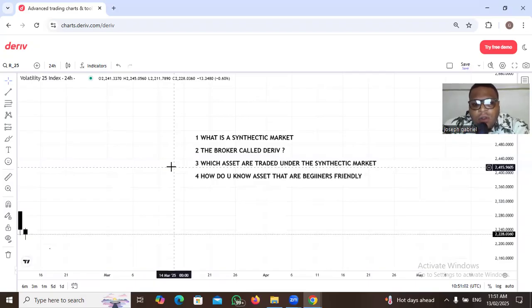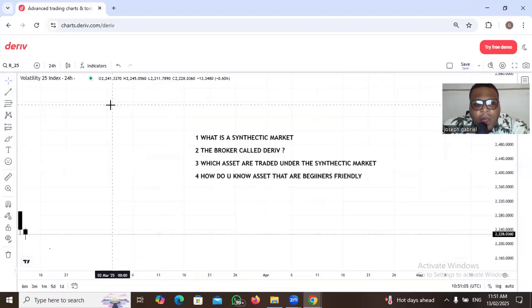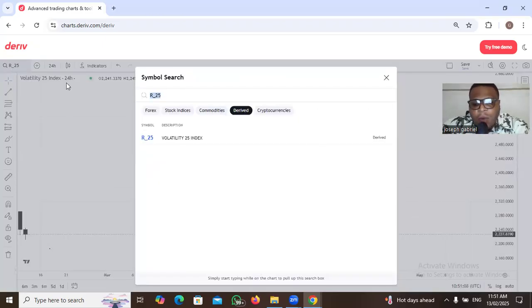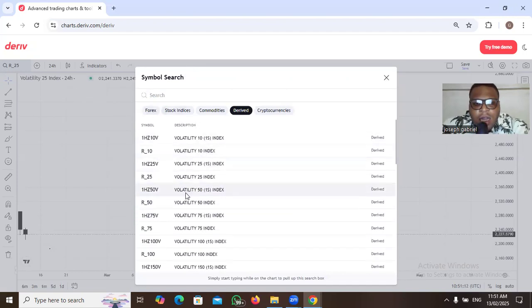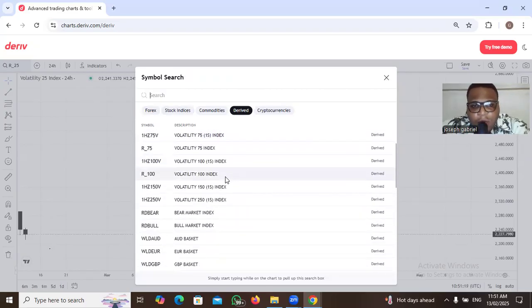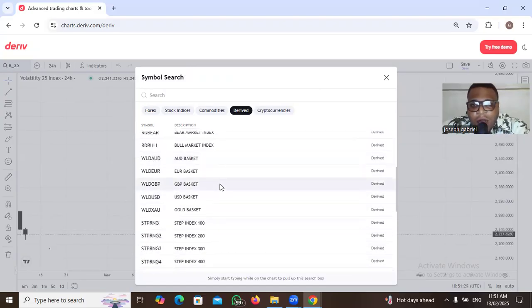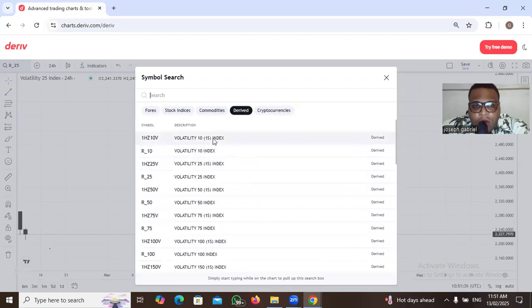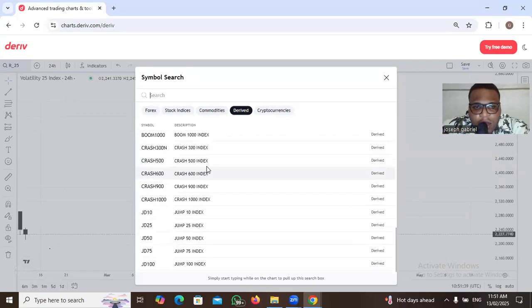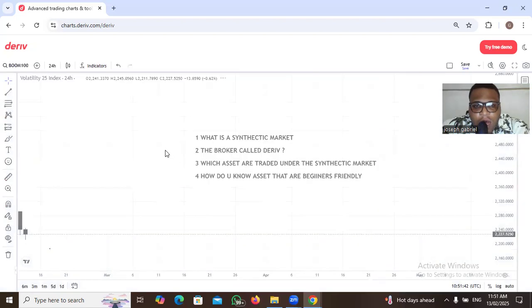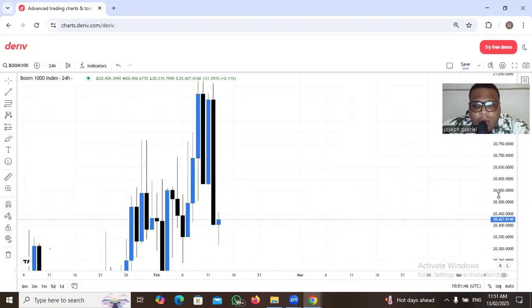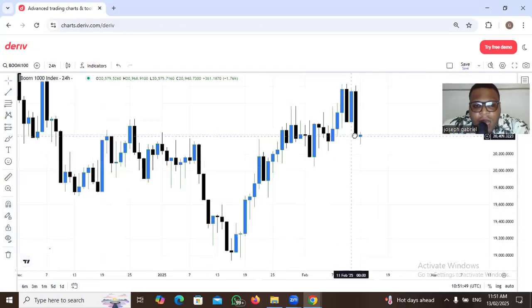So now I want to show you guys. I'm going to pick some assets and explain their character and behavior, which I've already spent time to view and work on, because for you to understand how all these assets work, you need to spend time to study and know how they really work. So I started with trading Boom and Crash. This was actually the asset I started with.